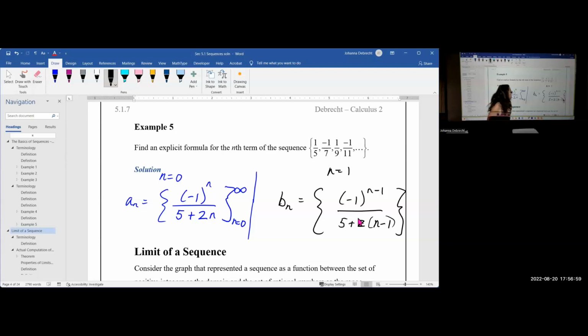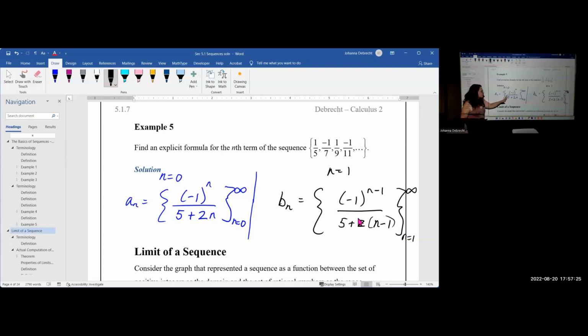And if I have n-1, then 1 minus 1 would give me 0 for the first, so it would start with 5. And then for a sub 2, I would have 2 minus 1, which is 1 times 2, which would give me 2 plus 5, which is 7, which would generate the second denominator. And again, this is starting with n equal 1 and going to infinity. Where you start affects the explicit formula.